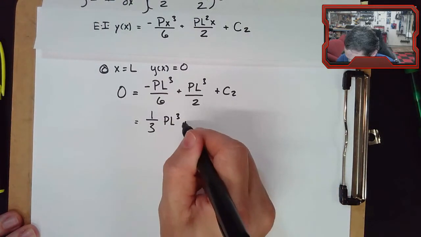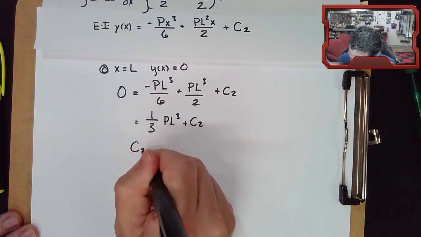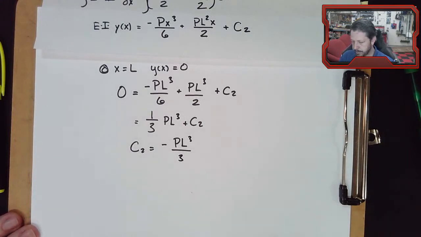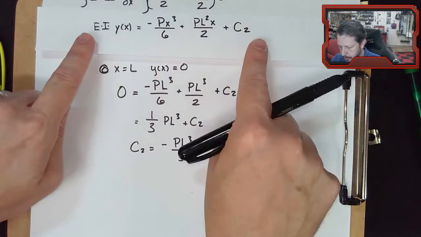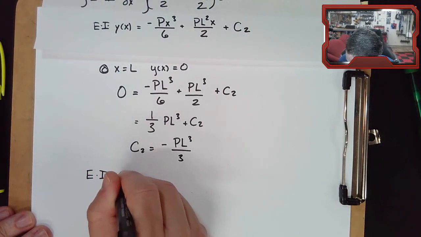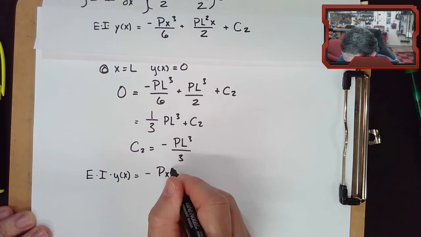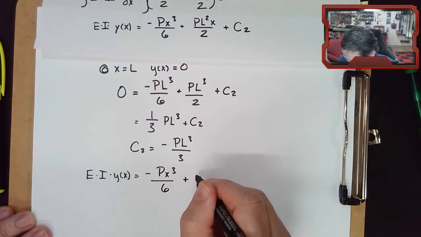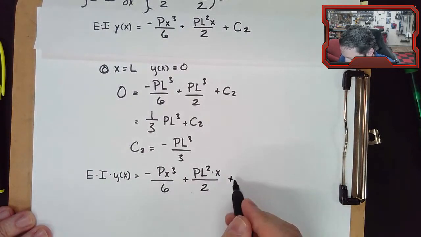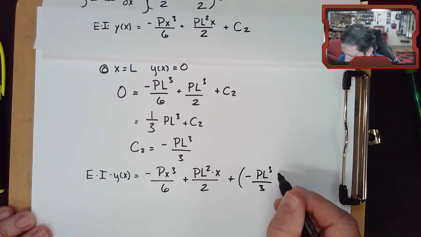And plus C2. So move C2 over to the other side, whichever. C2 equals negative PL cubed over 3. So taking that and plugging it back into our equation here, E times I times y of x equals negative px cubed over 6 plus PL squared times x over 2, plus, but it's actually a negative, so negative PL cubed over 3.